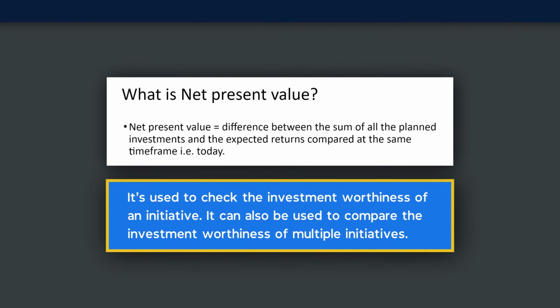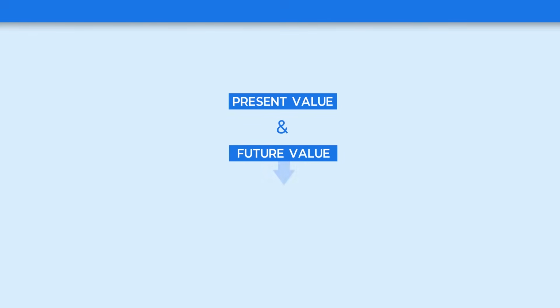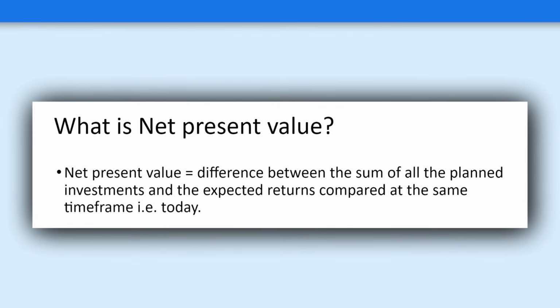To understand the investment worthiness, we need to first understand some basic concepts. So, to calculate net present value, we need to understand what is present value and what is future value, and then we'll come to the net present value. Just to recap, net present value is the difference between the sum of all the planned investments today and tomorrow and all the expected returns in the coming days or years. Okay, so let's get started by first understanding the concepts of present and future value.